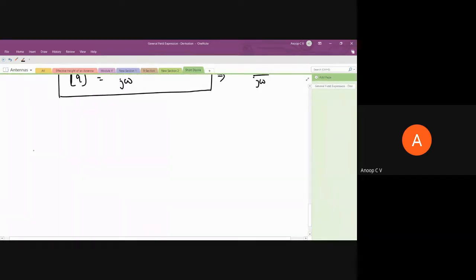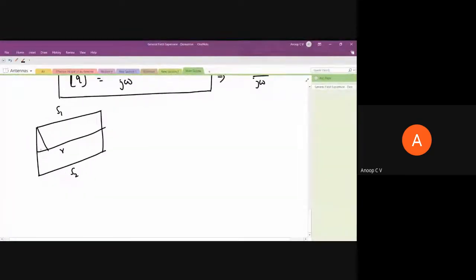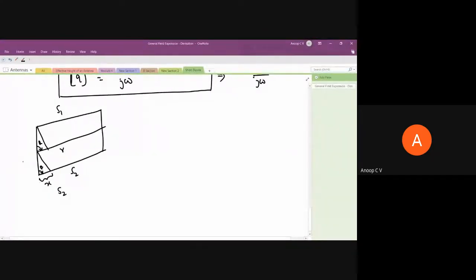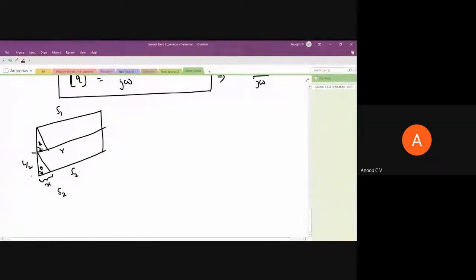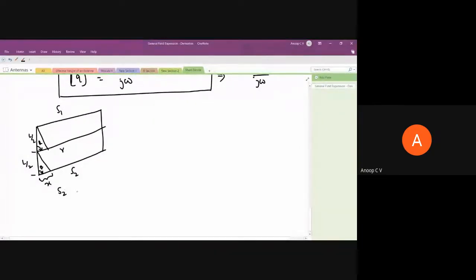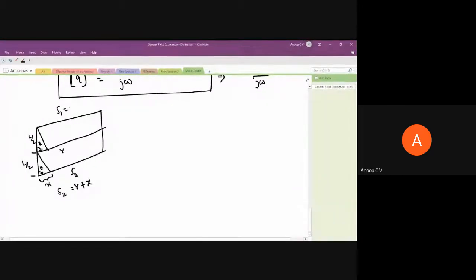So for that, I'm assuming this is our right. So this is S1 and this is say S2 and this is R. And if you draw a perpendicular here, you can see this angle is theta. This length is L by 2, and this also is L by 2. S2 will be R plus X, and S1 will be R minus X.